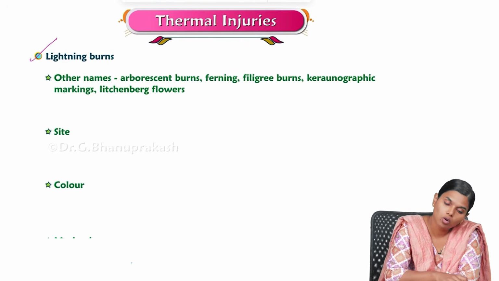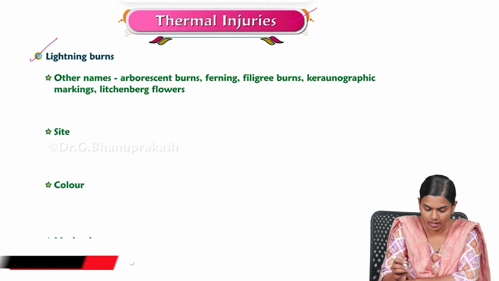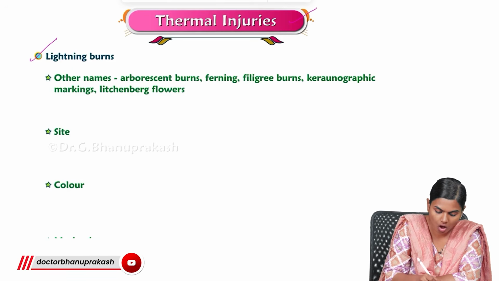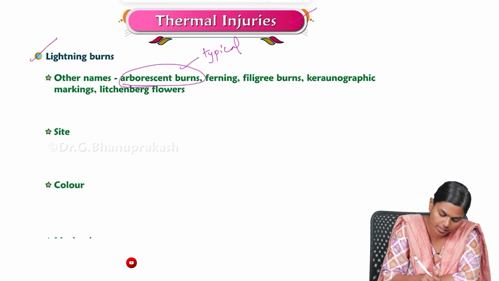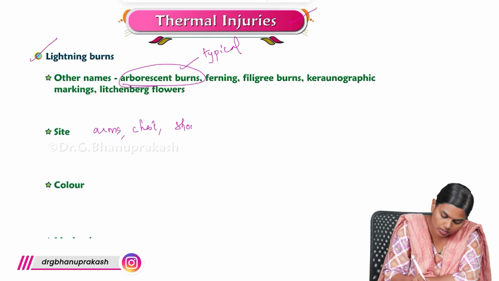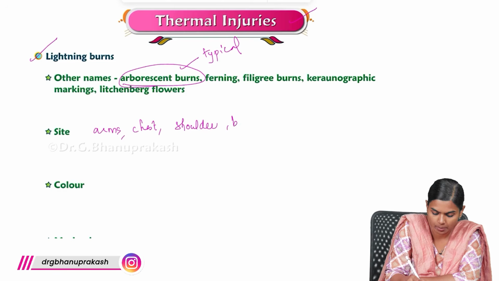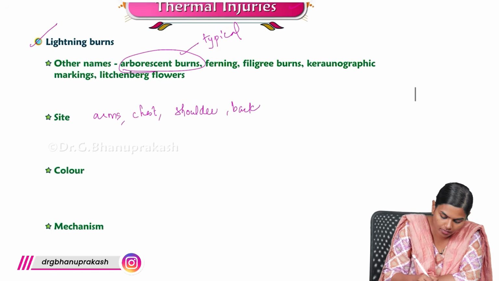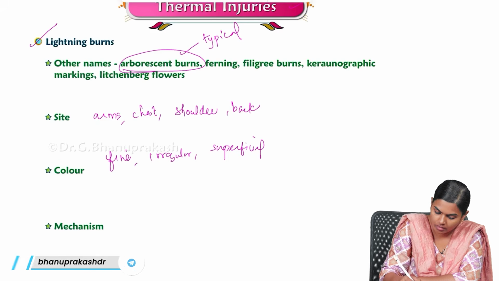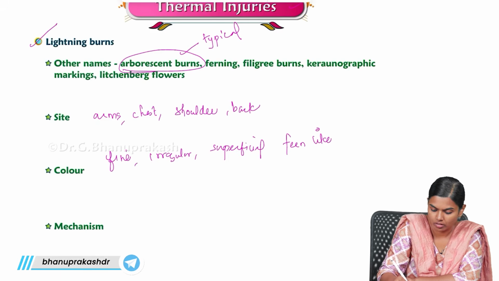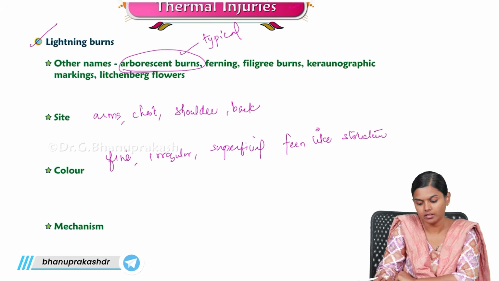So, lightning burns, it is also a thermal injury, and in lightning burn you will get these arborescent burns, which is very classical and typical of these lightning injuries. This arborescent burn is seen over the arms, chest and shoulder. This is where it is usually seen, over the back also, and they are very fine, irregular, superficial, fern-like structures.